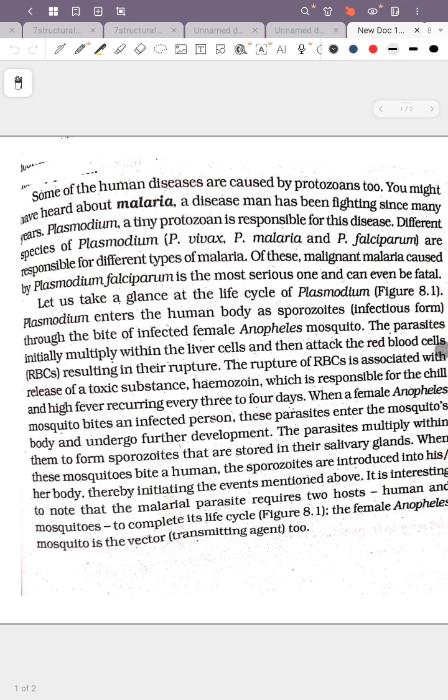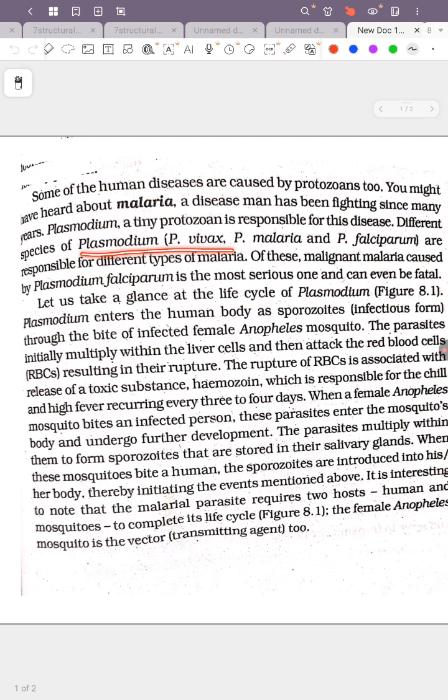Human diseases are not only caused by viruses and bacteria, but they are also caused by protozoans. We have already heard about malaria, because for many years human beings have been fighting with malaria. It is caused by a tiny protozoan called Plasmodium, which is responsible for this disease.